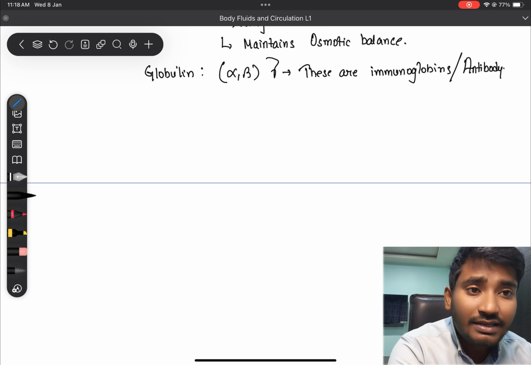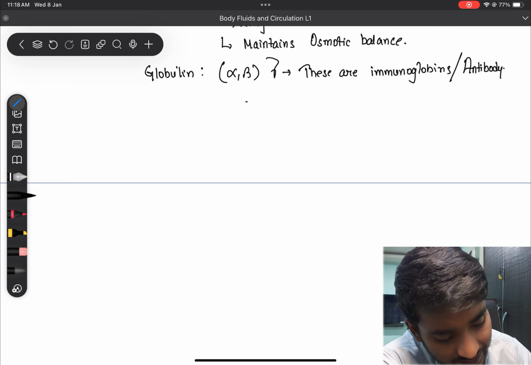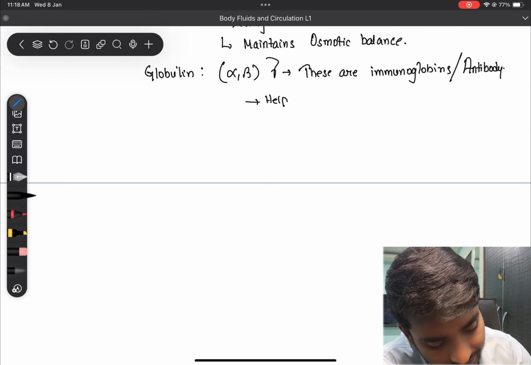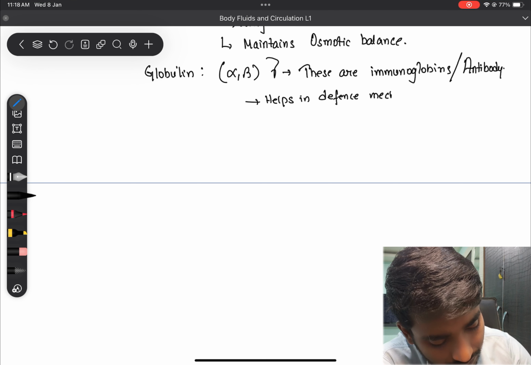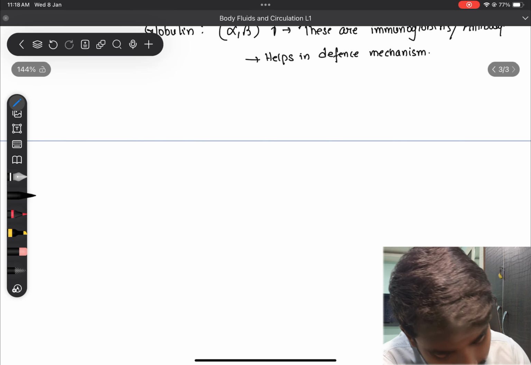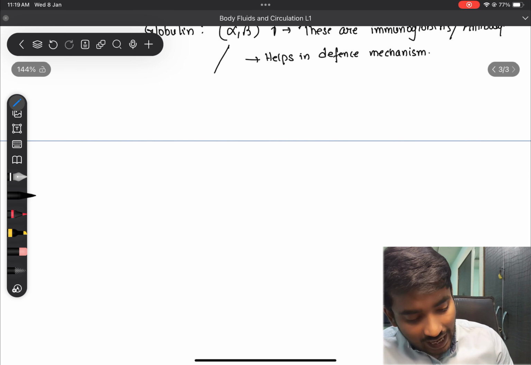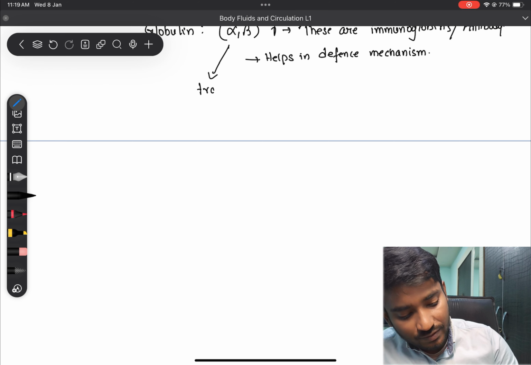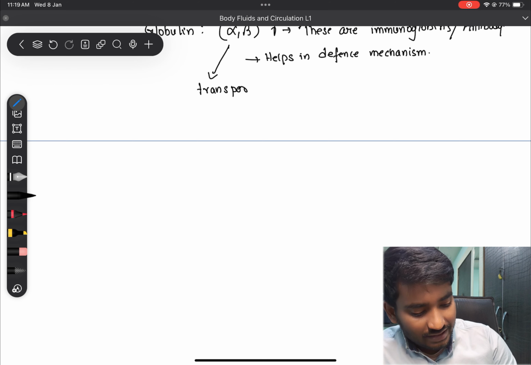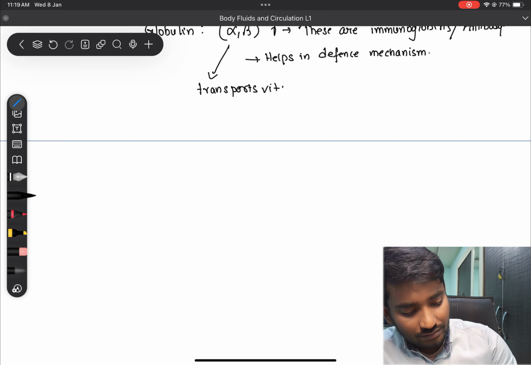Gamma globulins help in the defense mechanism. Okay. Alpha and beta globulins transport vitamins.